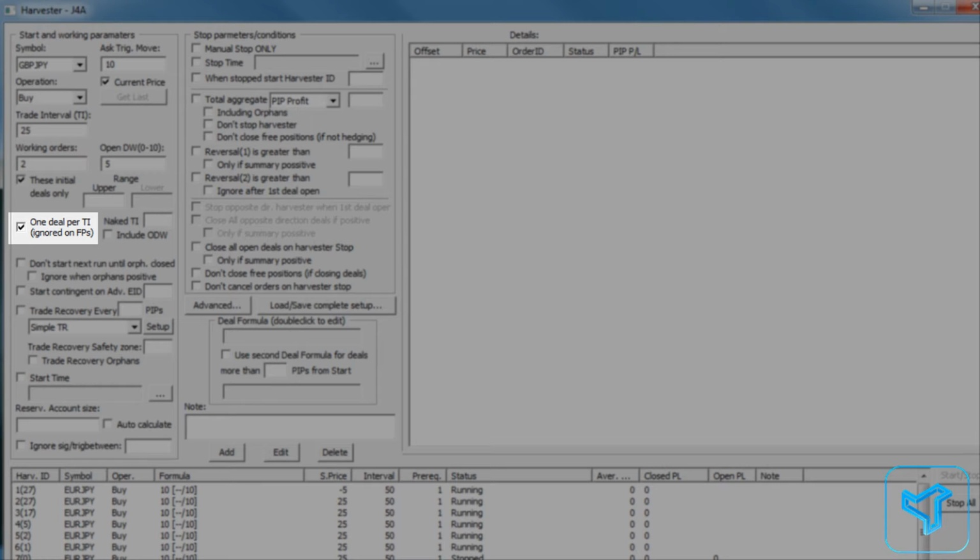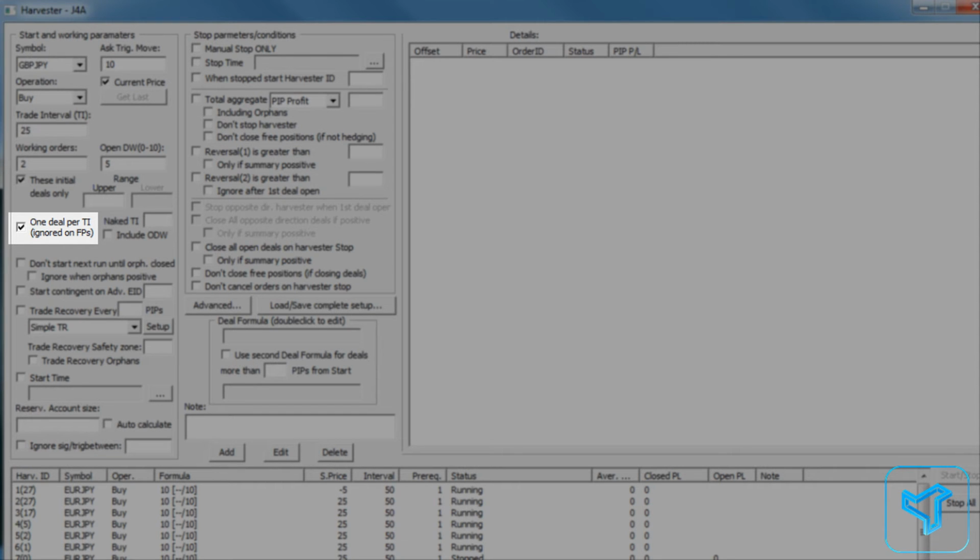You'll notice that the 1 deal per trade interval says right below it in parentheses, ignored on FPs or free positions. This means that once our previously unprotected trade reaches a point of profit for which we have specified a stopgap to be triggered, it is now protected and cannot lose money. And the platform will recognize this and place a new trade 25 pips away from the point at which the market turned back in the direction of our initial trade, regardless of whether or not it is within 25 pips of the protected trade.